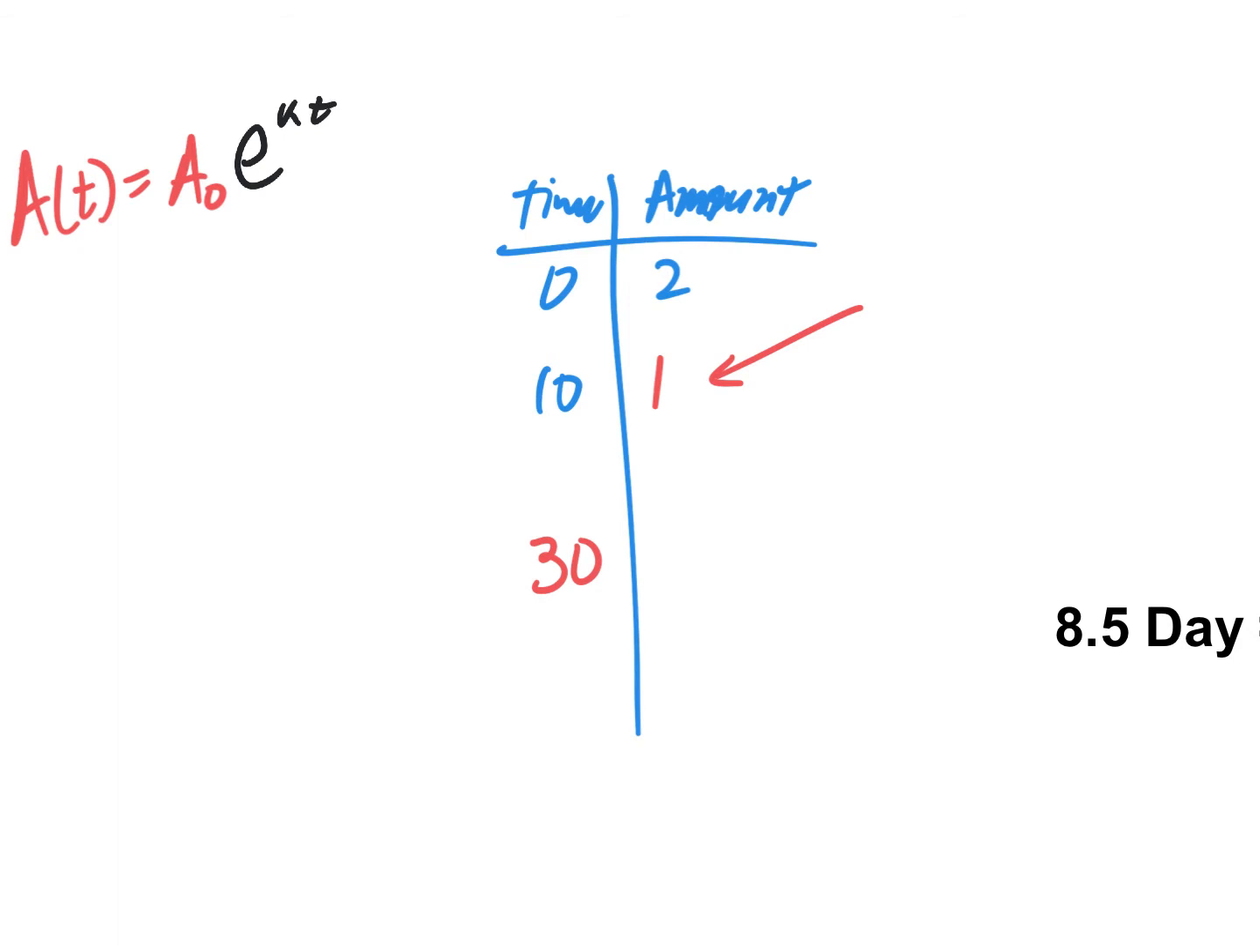You know what? I'm going to tweak it just a little bit because this will work out a lot cooler. I'm going to make it 40. Time 40 at the end. That doesn't change the beginning of the problem. You still figure out k.